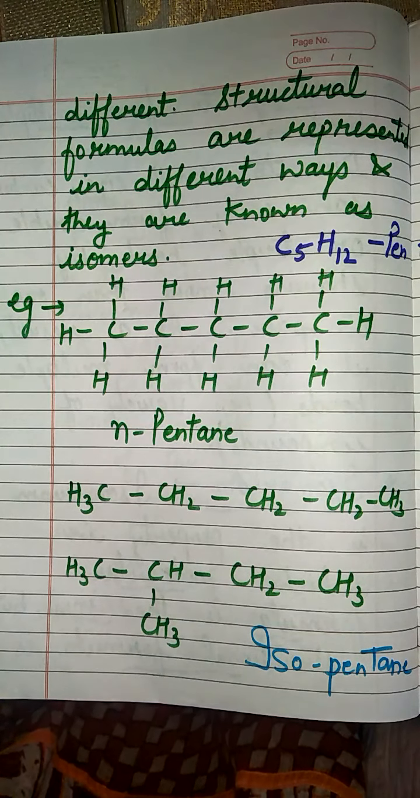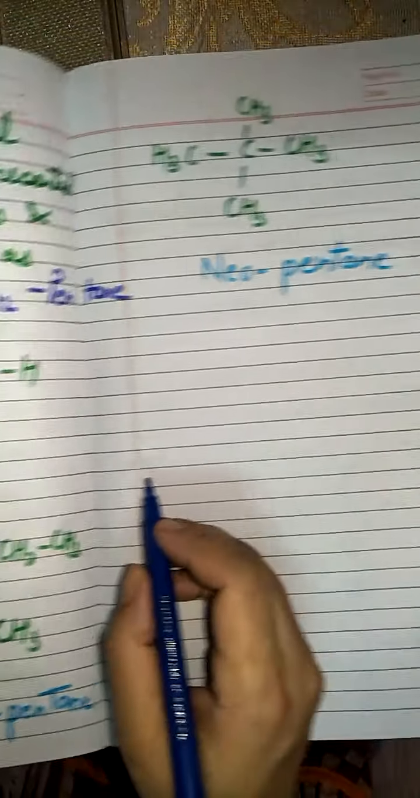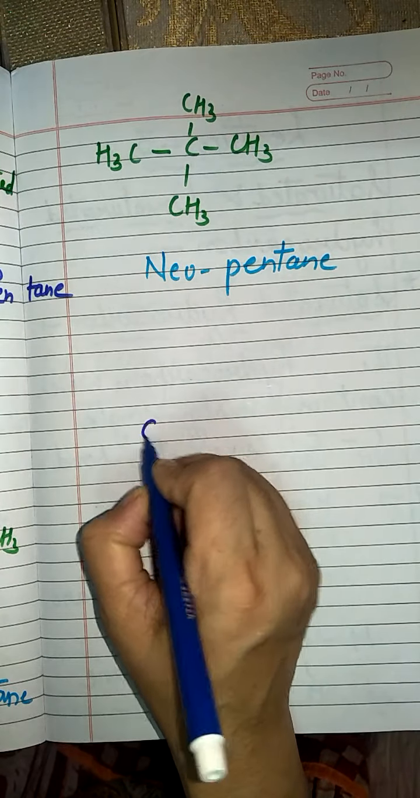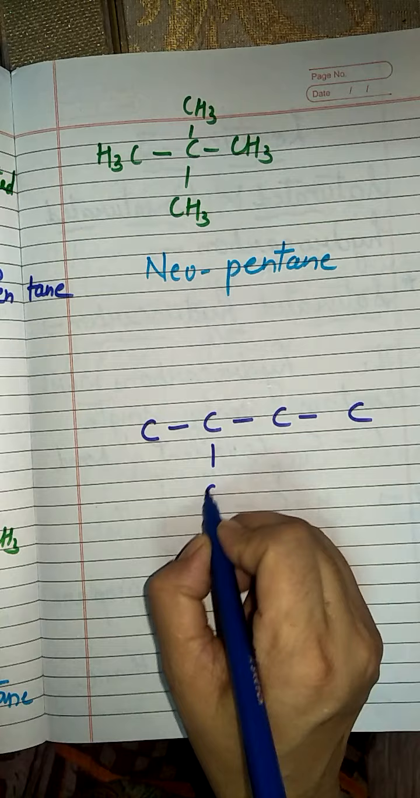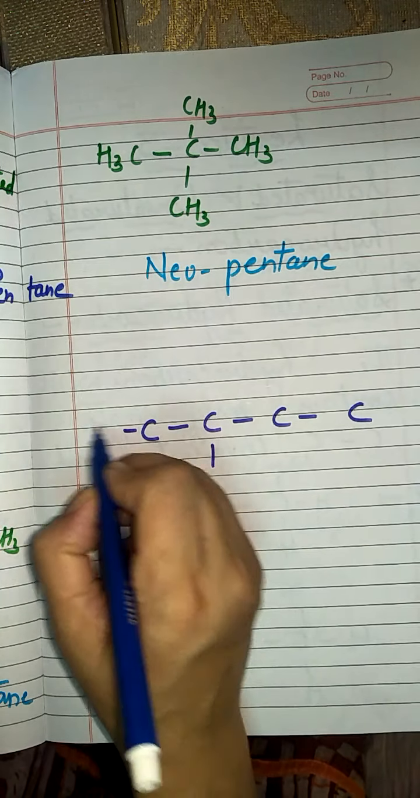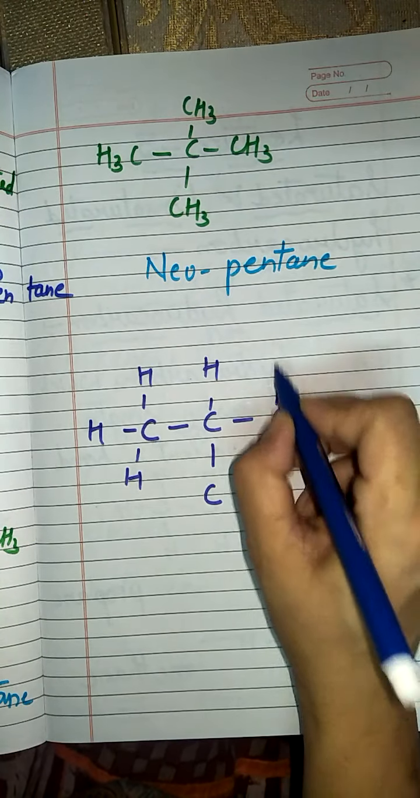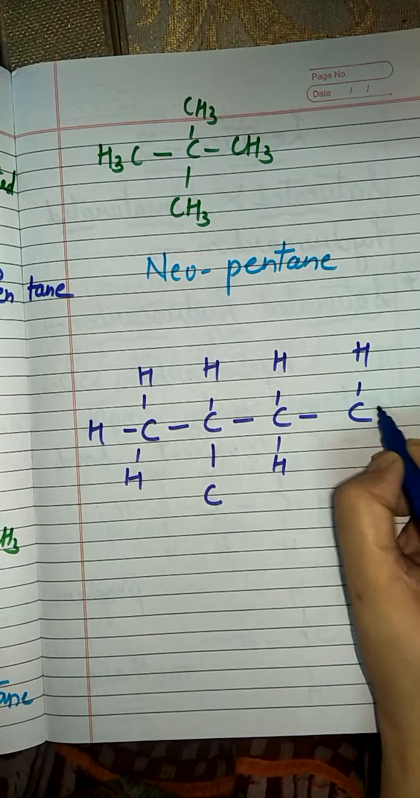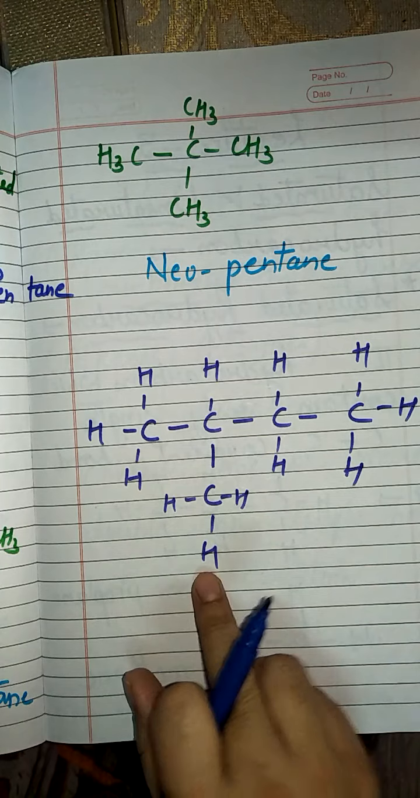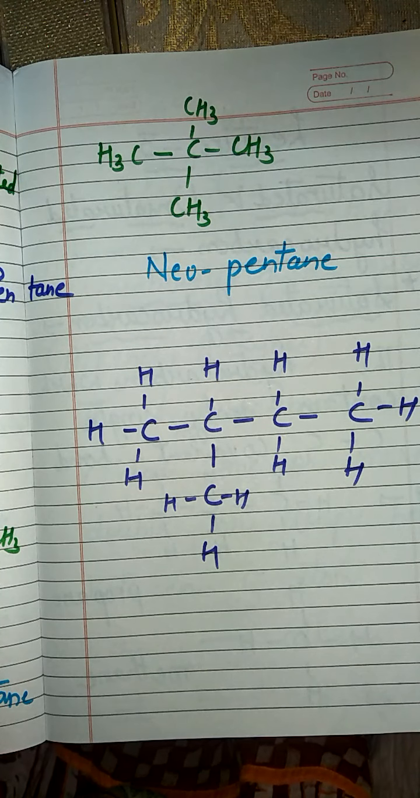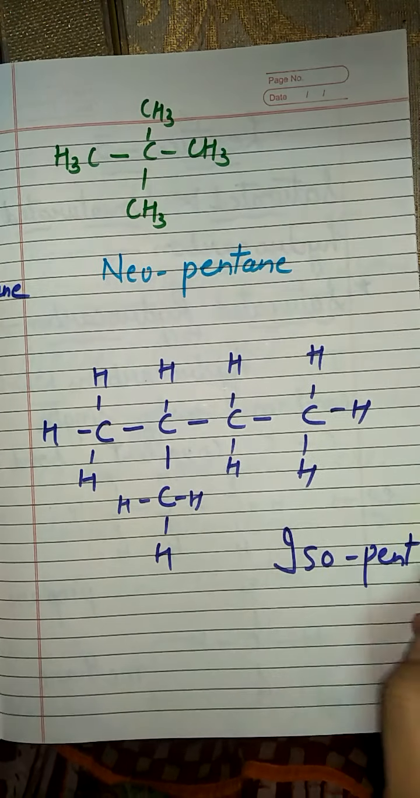Then what I did, I have written the second structure. How I have written? See, I have written in this manner. Now I will be giving you the easy way. 1, 2, 3, 4. This way written. The fifth carbon I have taken here. So I am writing hydrogen, hydrogen, hydrogen. Here hydrogen, here hydrogen, hydrogen, hydrogen, and here also hydrogen. And this structure in which one carbon has come in branching is known as isopentane.